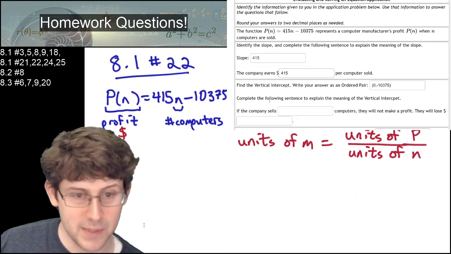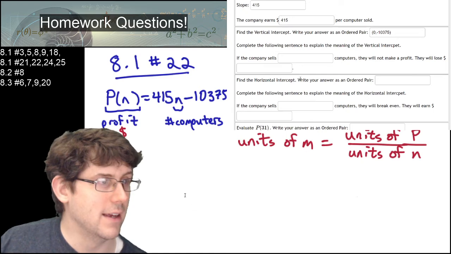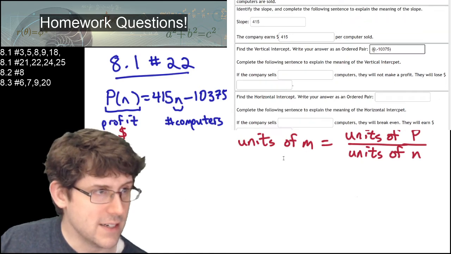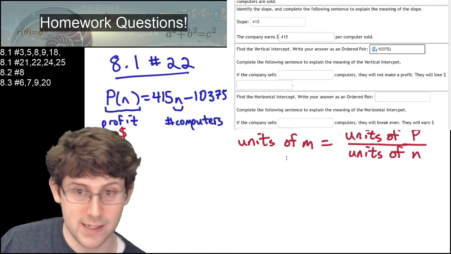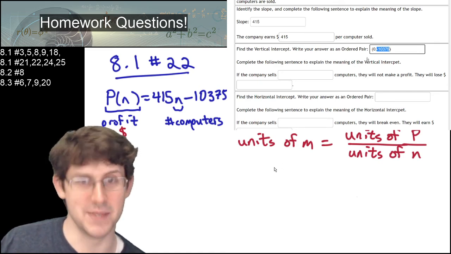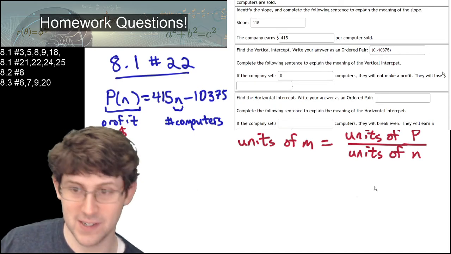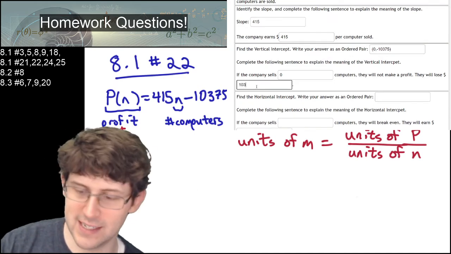Okay, complete the sentence to explain the meaning of the vertical intercept. Well, the vertical intercept has 0 computers and negative $10,000 of profit. That's a bad business setup. They sell no computers. If they sell 0 computers, they lose $10,375.